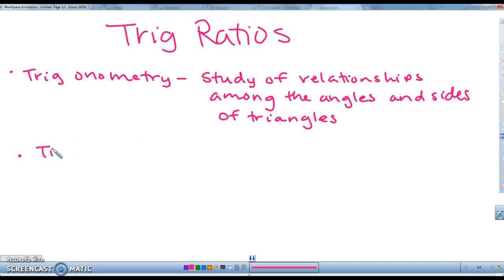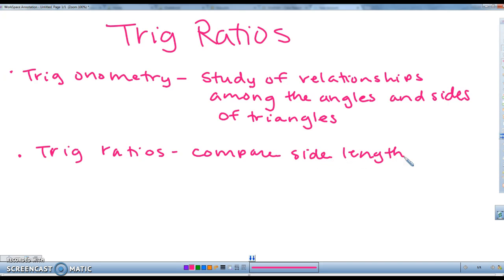So really, in a brief sense, what we're doing with trig ratios is we're going to compare the side lengths of two sides of a right triangle.